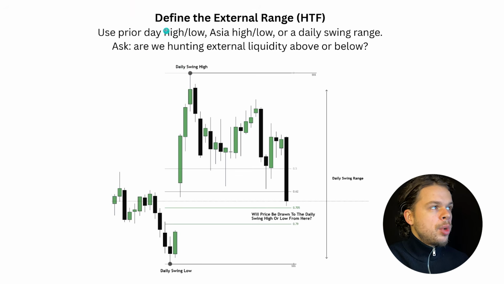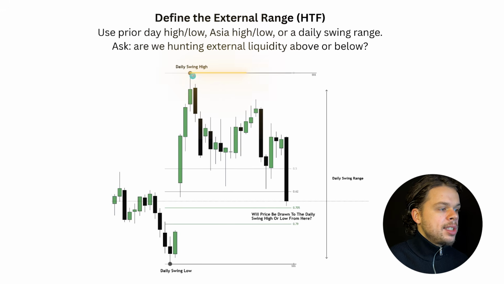As you can see, we have number 1, which is define the external range. Use prior day high or low, Asia high or low, or daily swing range. And ask yourself, are we hunting the external liquidity above or below? So as you can see on this example here, we have a daily swing high and a daily swing low, which has allowed us to identify our current trading range on the daily time frame. And we can see that price has actually been drawn into the OTE area of this trading range.